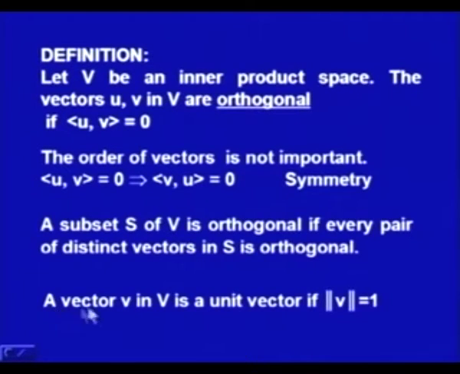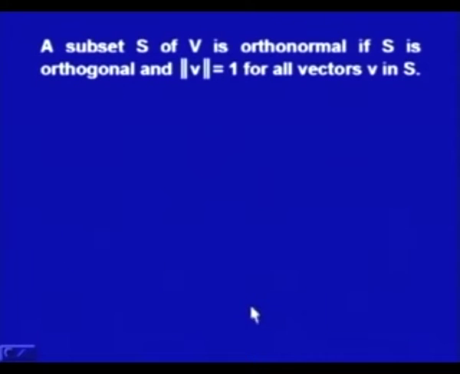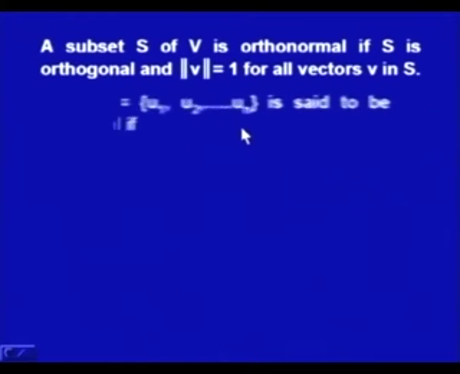And then a vector v in V is a unit vector if the norm of this vector is 1. That is how we define a unit vector. A subset S of V is orthonormal if S is orthogonal and the norm of v is equal to 1 for all vectors v in S. That means, if these two properties are satisfied for subset S, then this is called orthonormal. The first property is that S is an orthogonal set, and the norm of each vector in S is 1. So, that is how we define an orthonormal set.